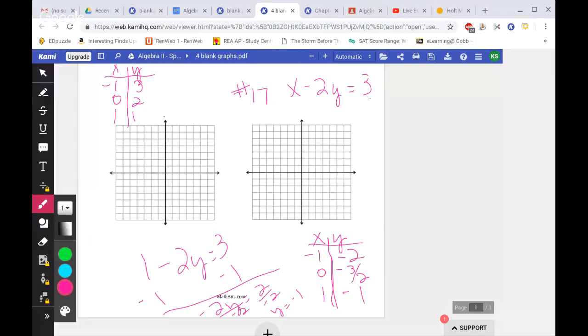Now, I'm going to graph -1, -2. So I go left 1, down 2. And I'm going to graph 0, -3/2, which is roughly 1.5. So I'm not going to move at all on the x-axis, and I'm going to go down about 1.5. And then I'm going to go over 1, down 1. Over to the right 1, and then down 1. Connect my dots. And I have my line for number 17.